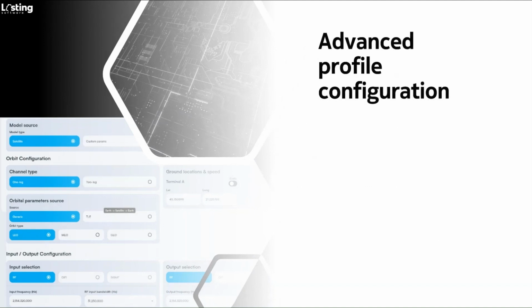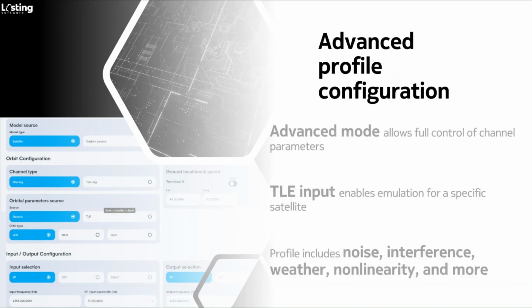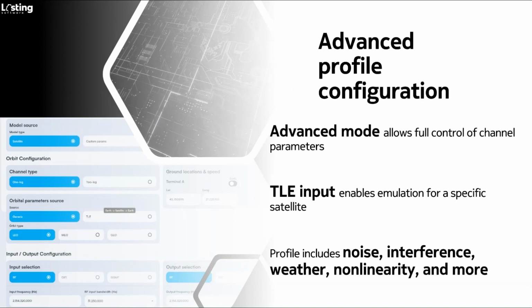Nevertheless, there is also an advanced profile. In this advanced mode, CELEOS provides fine-grained controls. You can load TLE files, select a specific satellite, and configure parameters like noise, interference, amplifier nonlinearity, and weather conditions. These settings can be stored as channel profiles for future reuse, ensuring consistency across test campaigns.